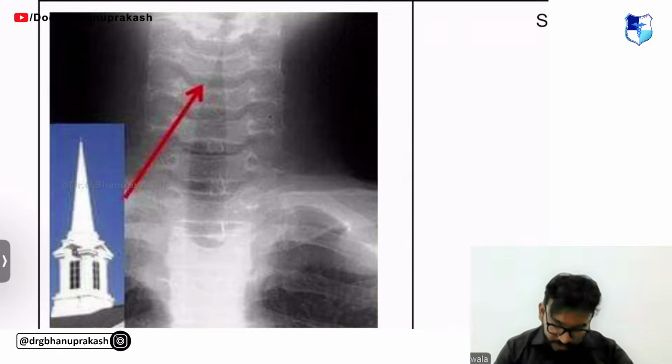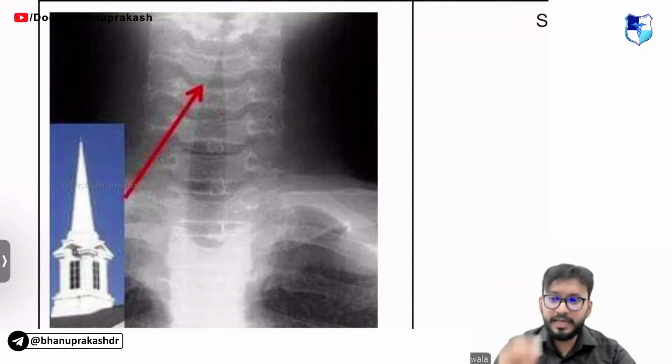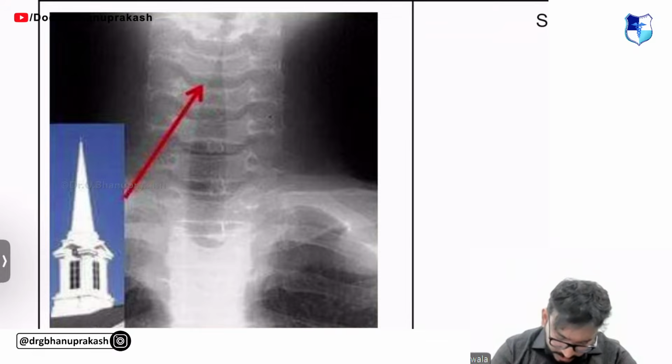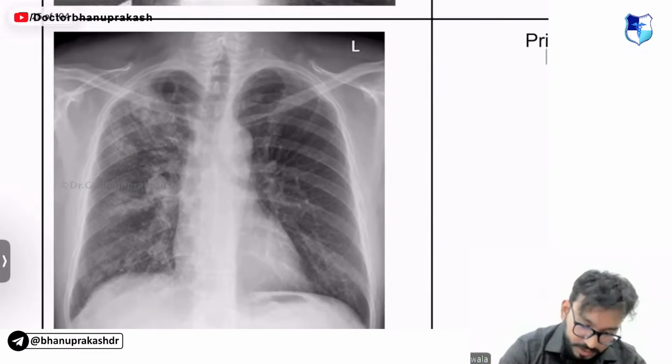Steeple sign is seen in which disease? Which condition? Yes, it is croup, acute laryngotracheobronchitis. It is croup. Okay, look at this.